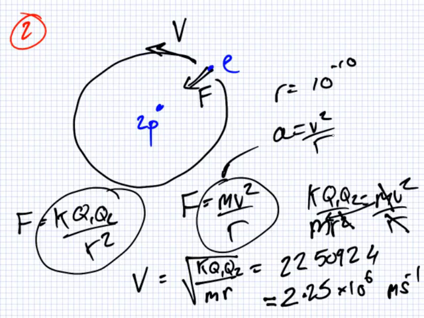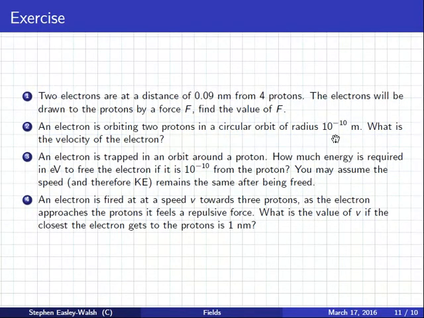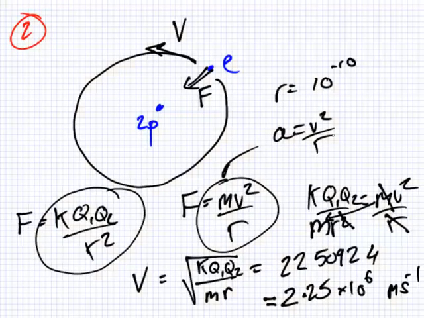Okay, number 3. An electron is trapped around a proton. How much energy is required to free the electron, if it is 10 to the minus 10 from the proton? Okay. So you have your proton here. You have your electron here. The distance is 10 to the minus 10.